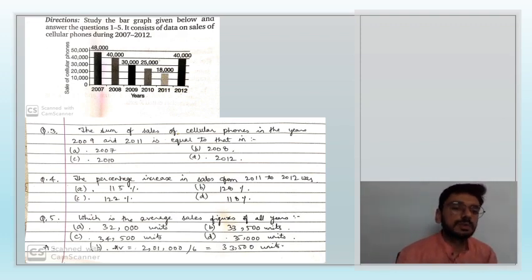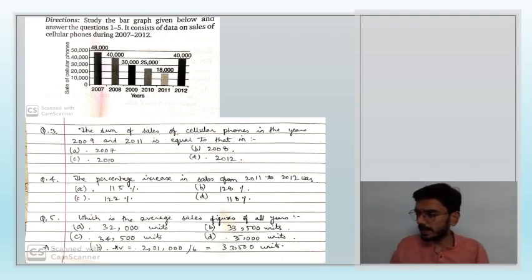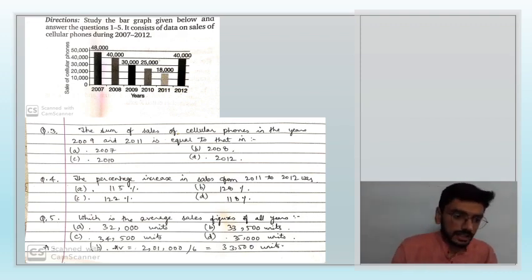What is the sale in 2009? That is 30,000. And what is the sale in 2011? That is 18,000. So 30,000 plus 18,000, that would be 48,000. So the sale of cellular phones was 48,000 in the year 2007. So the answer comes out to be A. All right, I think it was not a tough question and you are pretty comfortable with all of it. Let's move on to the next question, question number 4.